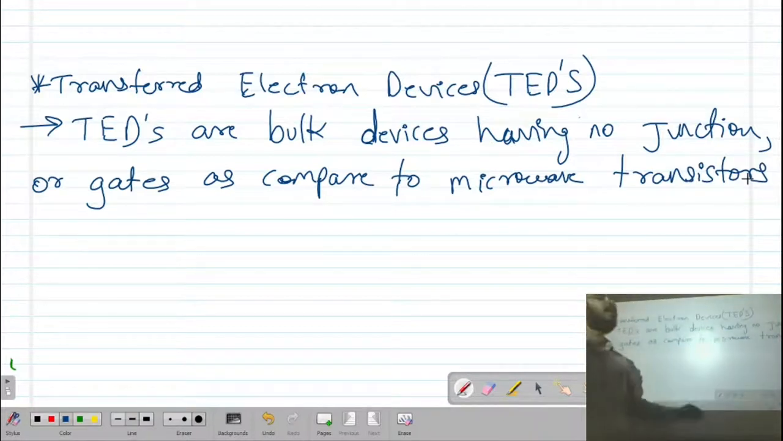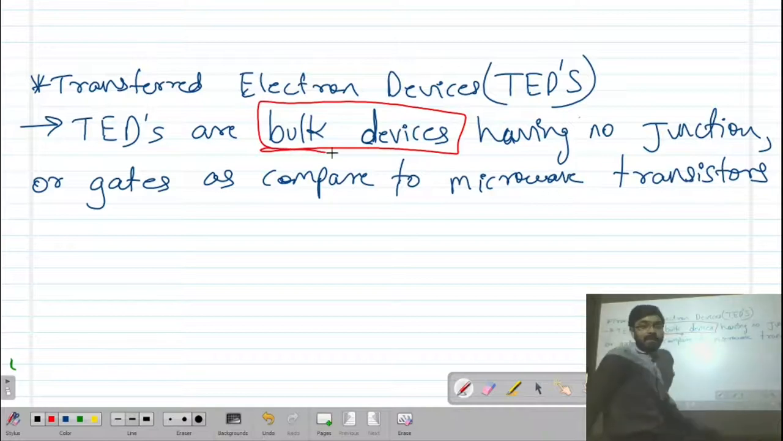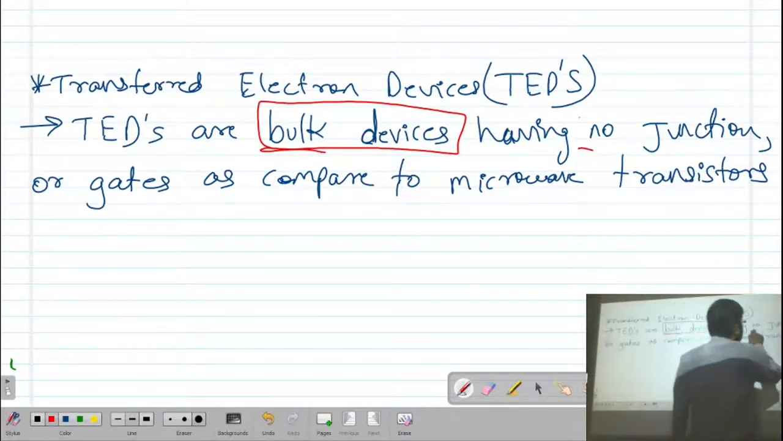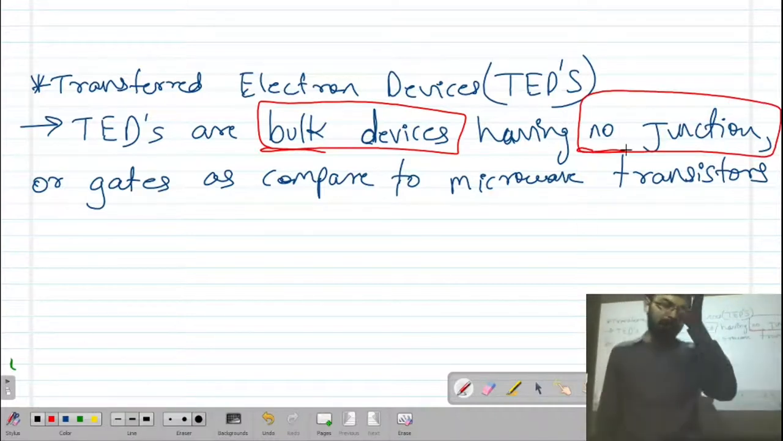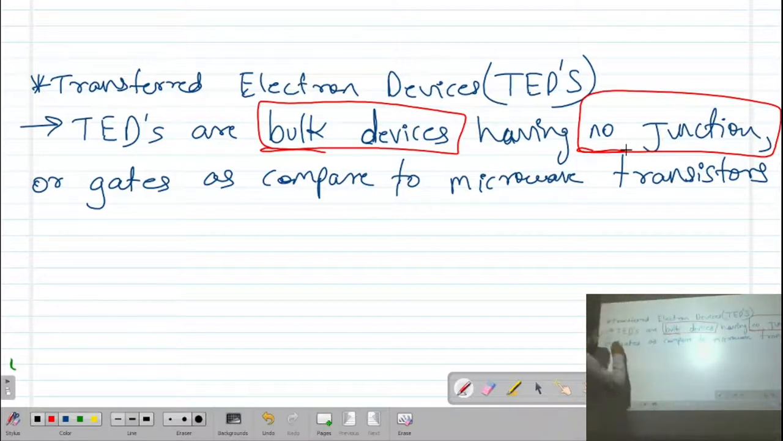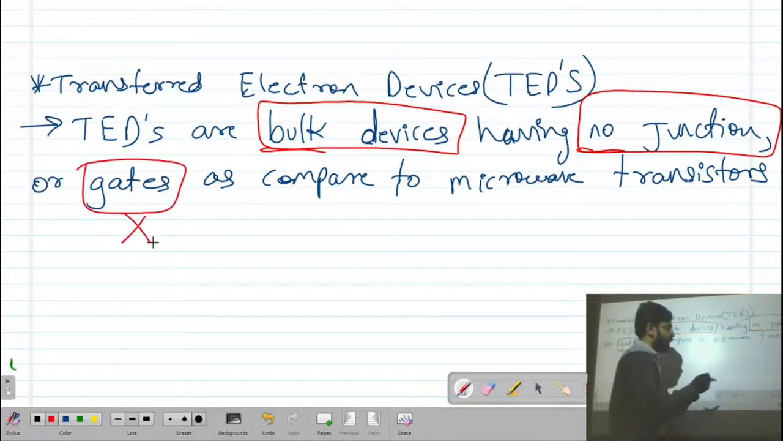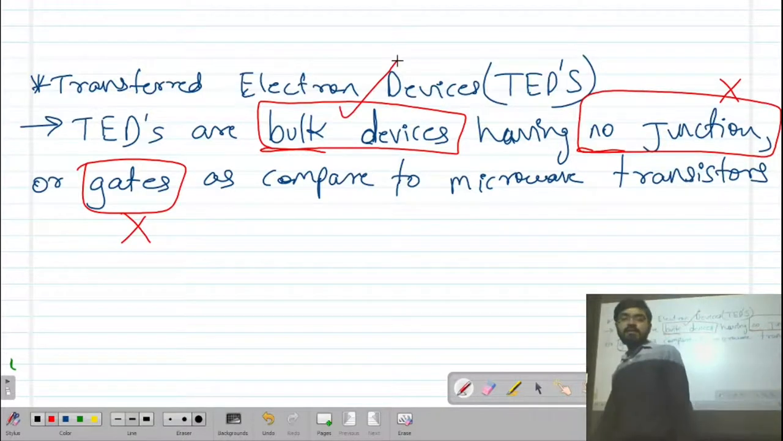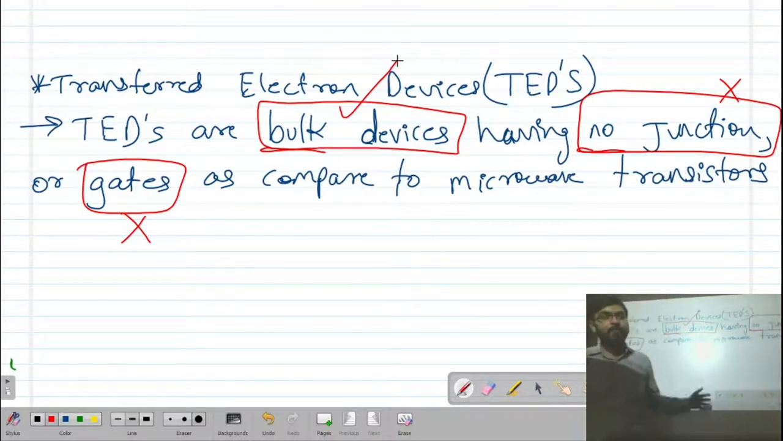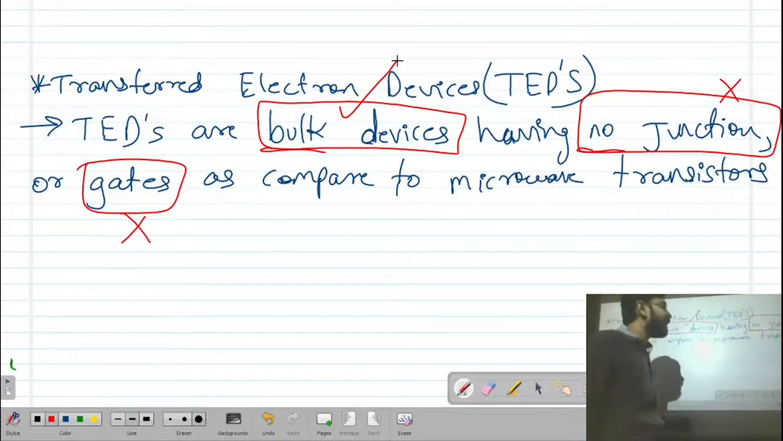This is the foremost property which we have to remember: transferred electron devices are bulk devices. They do not have junction property. They don't have junctions or gates. Bulk devices means they will have a point contact junction. It will not have a surface area to area contact junction. It will have a point contact junction.